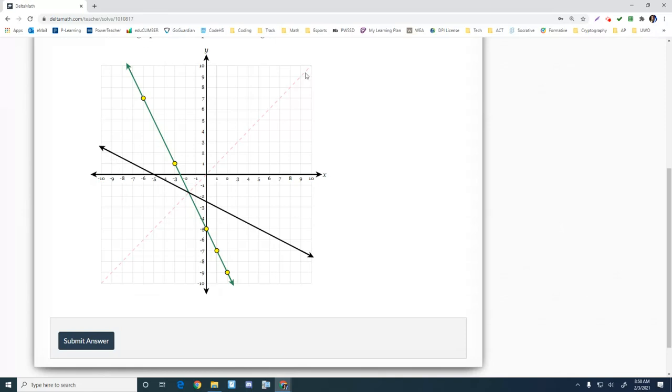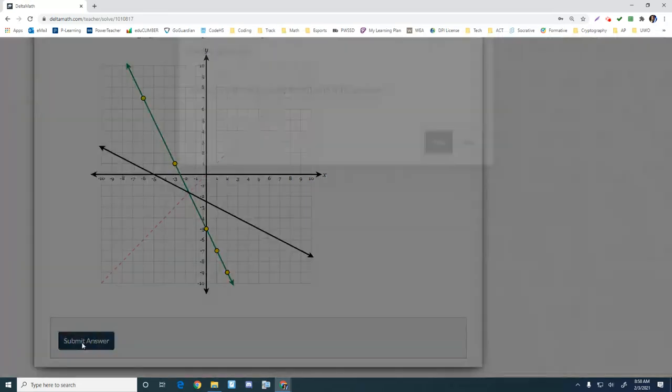And look at that reflection line and see, if you did rotate this slightly, would it be a nice reflection over that y = x line? Hopefully it is.